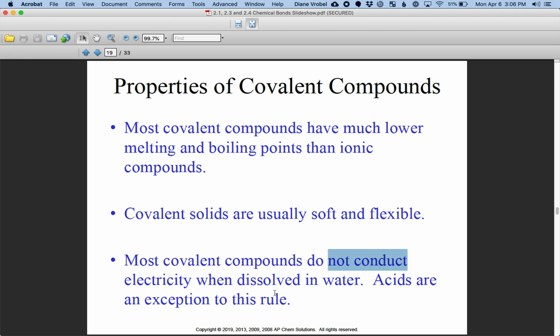Covalent compounds typically do not conduct electricity. However, we have to be careful, because when you have ions forming, like you do with acids, you're going to have conductivity. So you have to be very careful when you talk about conductivity in covalent compounds.